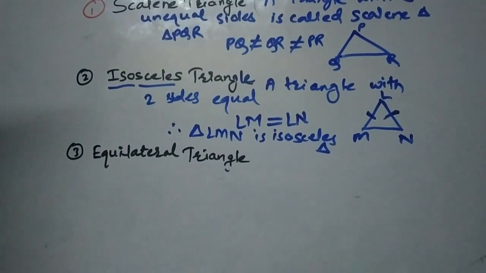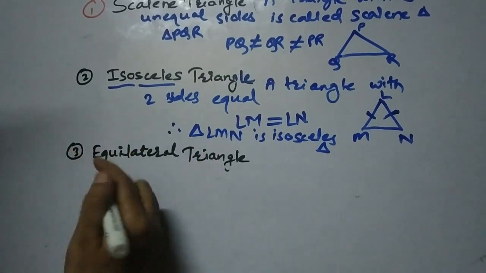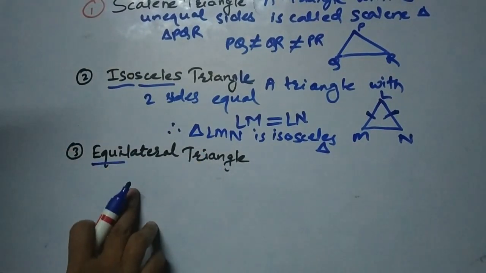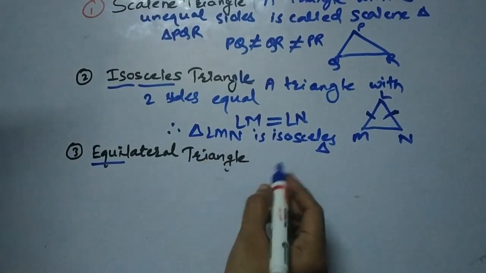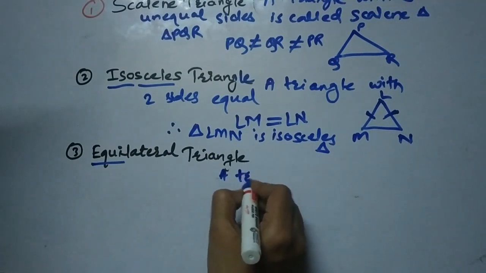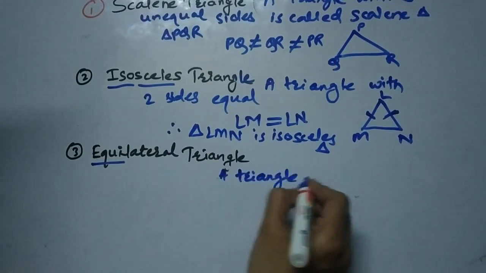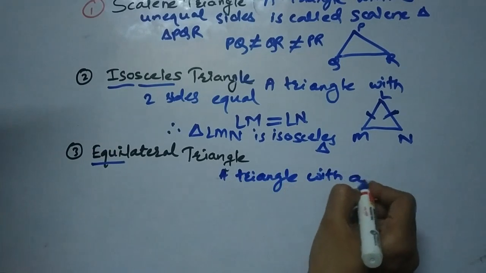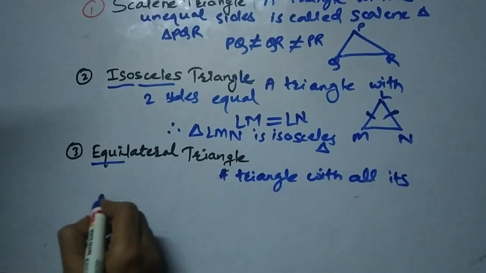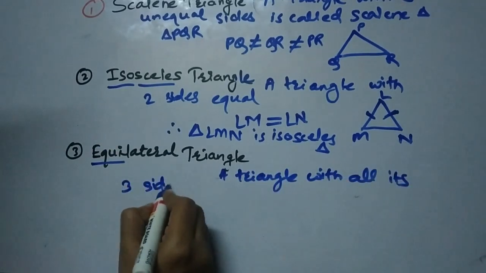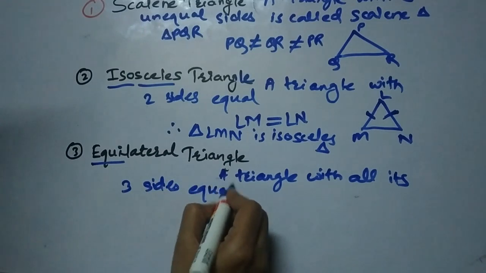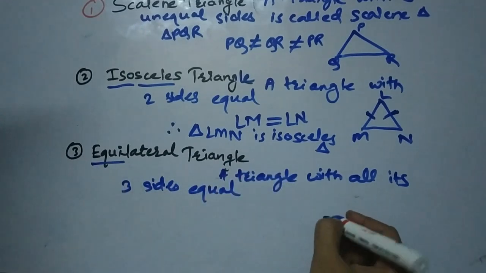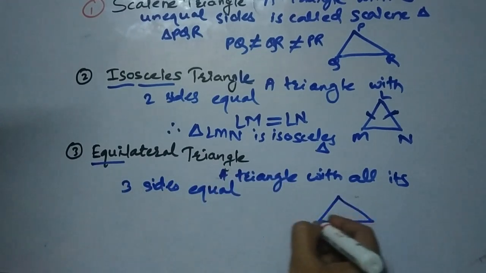So now friends, next is what? Equilateral. As the name itself suggests, equi means same and lateral means sides, all the three sides. So a triangle with all its three sides of equal length, you can call an equilateral triangle.